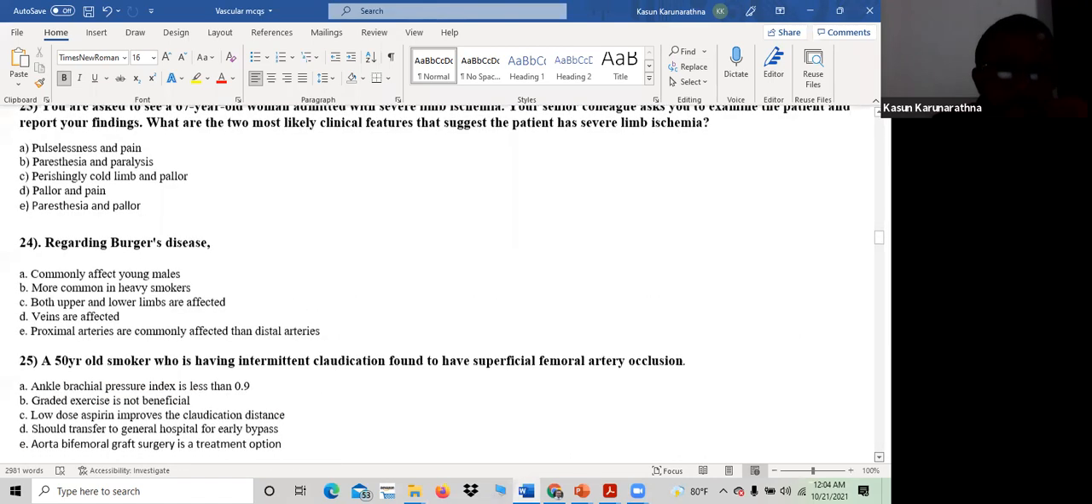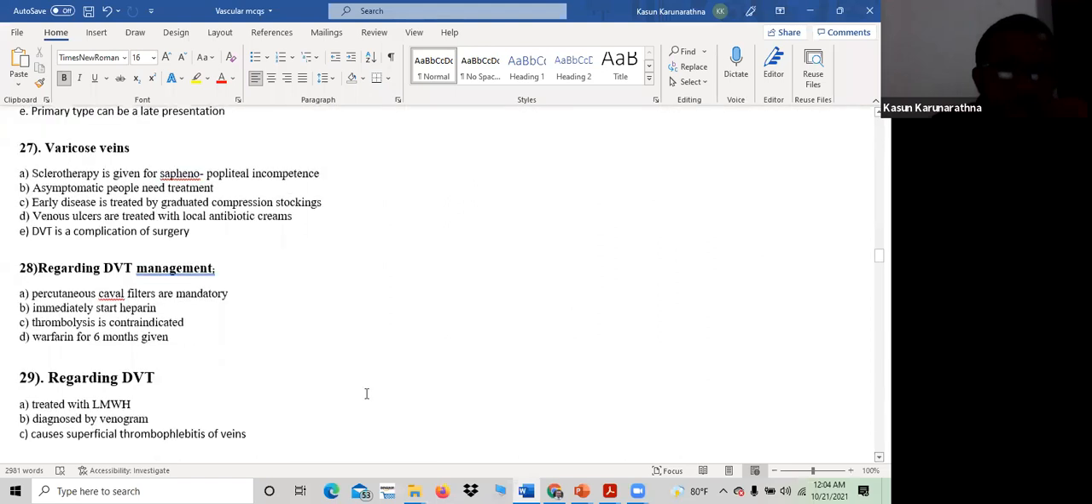Regarding DVT management, percutaneous caval filters are mandated. It's not mandatory always, right? When do you put caval filters? If the patient cannot be given medical treatment, or is having complications with anticoagulation.